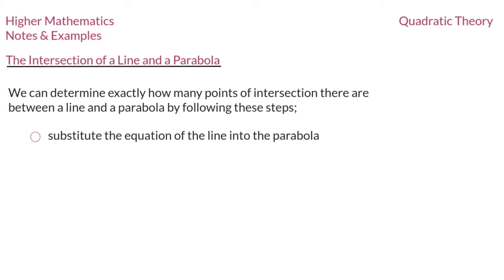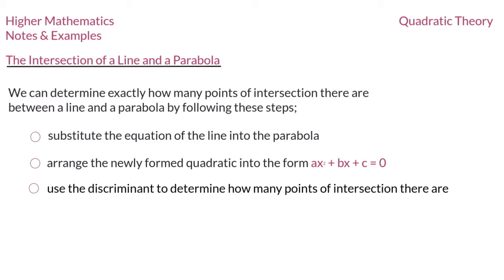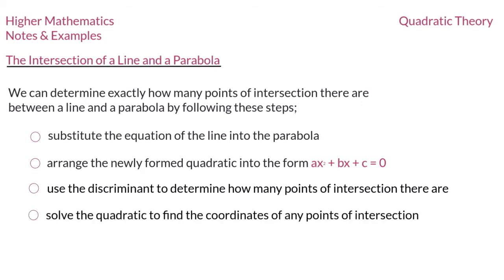That will lead to a quadratic that we can tidy up into the form ax squared plus bx plus c equals 0. Then we're going to use the discriminant to determine how many points of intersection there may be, remembering that if the discriminant is greater than 0, then there'll be 2 points of intersection. If the discriminant equals 0, there'll be only 1, and if it's less than 0, there'll be no points of intersection. Finally, we solve the quadratic to find the coordinates of any points of intersection. Let's look at some examples.